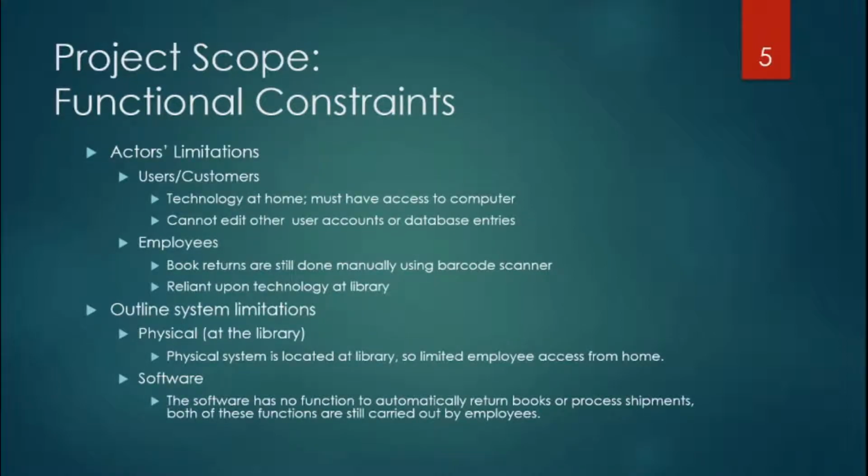As far as actors limitations go, customers are limited by technology at their home. They must have access to a computer with internet access. They will not be able to edit other user accounts or database entries. Employees are limited by the automation system right now. Book returns are still done manually using a barcode scanner, and then they're relying upon the technology that exists at the library. This technology, from a system limitation perspective, exists physically at the library, so there's limited employee access from home, and the software has no function to automatically return books or process shipments, so this will still be done by employees.